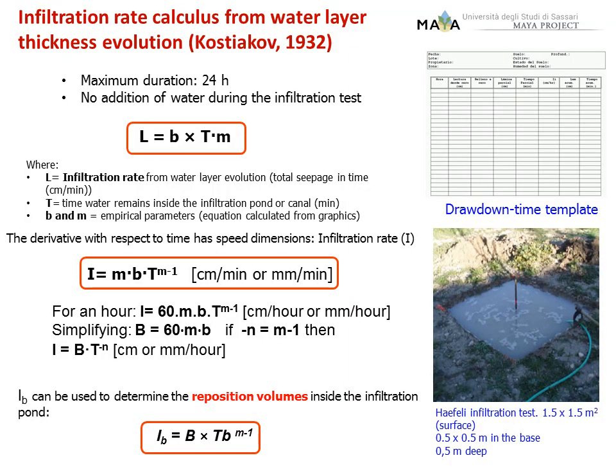Later, Kostiakov proposed a new formula for the infiltration rate, which is a function of the time of the tests and two empirical parameters, B and M. The formula is valid either if there is no addition of water during the infiltration test or if there are reposition volumes. It is also usual to use the Haefeli infiltration test.